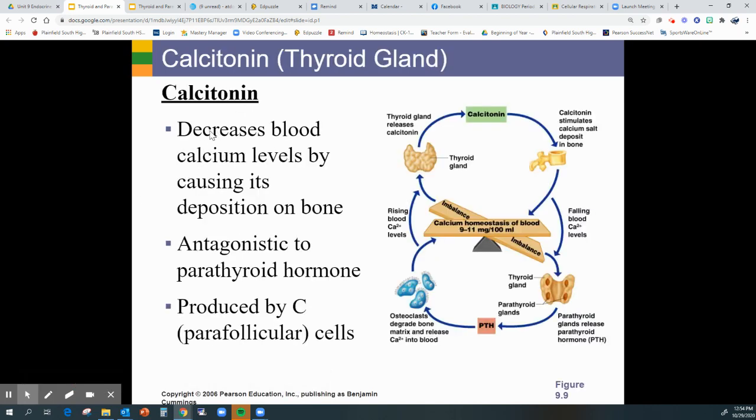It's really there to decrease the levels of calcium in the blood. So when it's secreted, it will cause the calcium to be deposited in bones. The antagonist for that is actually secreted by the parathyroid, which we'll talk about in a second. It's produced by C cells. The big thing for calcitonin is it causes bone density to increase. So if somebody has an issue with calcitonin, we would look to see that they probably have a bone density problem.